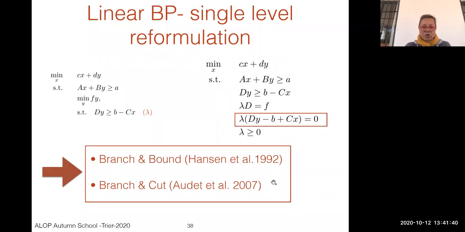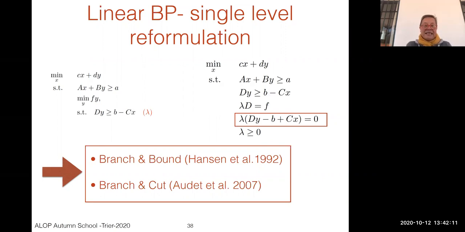Later on, Audet and others also published a paper in which they also derive disjunctive cuts based on those complementarity constraints, but they never implemented them. I just got the answer this morning, by the way. I wanted to know whether they tried them or not.